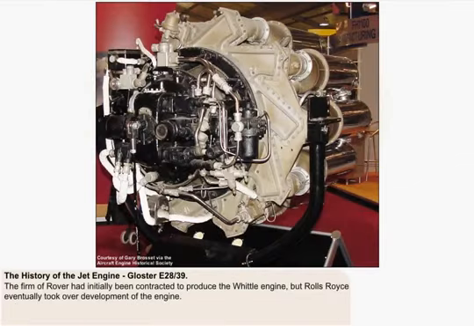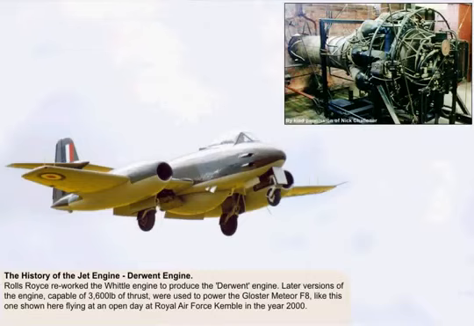The firm of Rover had, reluctantly, initially been contracted to produce the Whittle engine, but Rolls-Royce, who could see its potential, eventually took over development of the engine, one of which is shown here. Rolls-Royce reworked the Whittle design to produce the Derwent engine, an example of which is depicted here. This engine was capable, in its Mark IV version, of producing 2,450 pounds of thrust. Later versions of the engine, capable of 3,600 pounds of thrust, were used to power the Gloster Meteor F8, like the one shown here, flying at an open day at Royal Air Force Kemble in the year 2000.